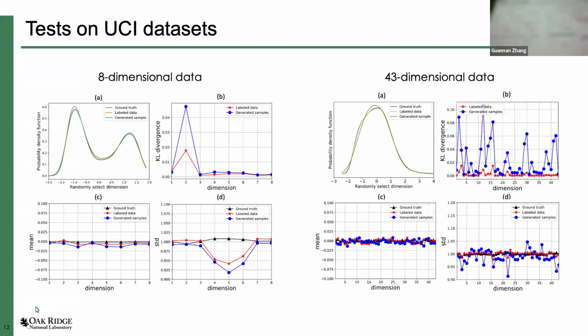And we tested some UCI data sets, those tabular data that people usually use. There are some 8-dimensional data sets, and I think the biggest one is 43-dimensional. The data are not perfect and not very big. It's very hard to visualize, so we just plot some random marginal distributions. We also plot the mean, the KL divergence, and the standard deviation. Roughly speaking, we see a good agreement between our generated model and the true data set. Here, we don't have the probability density function of the targeted distribution. We only have a data set. So that's what we tested.